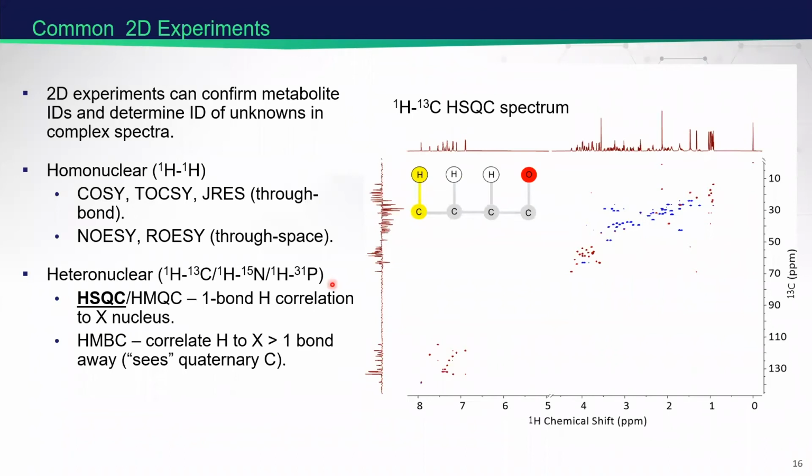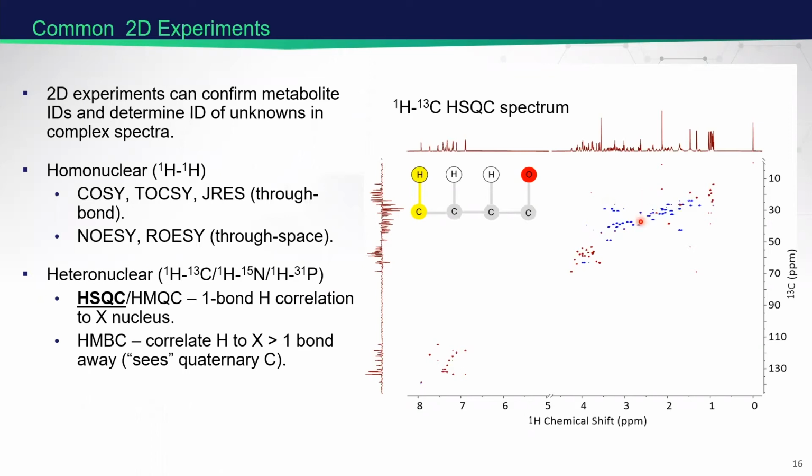We can also do heteronuclear two-dimensional experiments. The one I'm showing here is called the HSQC. What this one does is it correlates a particular proton chemical shift to the chemical shift of the carbon that it's directly bound to. Now we have even further chemical shift dispersion because of carbon 13's wider chemical shift range. As you can see, we get a nice spread of signals.